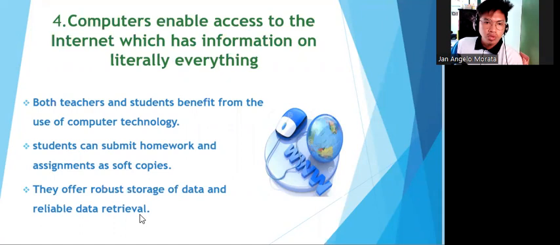And they offer robust storage of data and reliable data retrieval. Okay? So kung walang tayong hard drives or storage devices, even the internet provides the storage of data. We have the Google Drives. So let's say for example, gumagamit ka ng Google Classroom. So pag-submit ng outputs ng mga students mo, kailangan syempre ng storage sa pag-submit nun. And it all stored in the Google Drive.